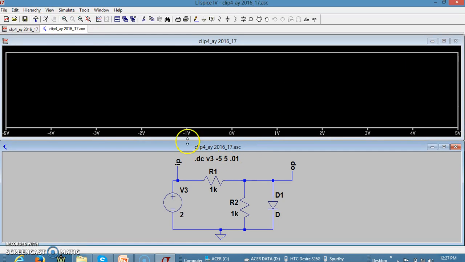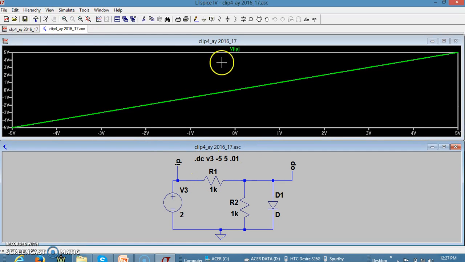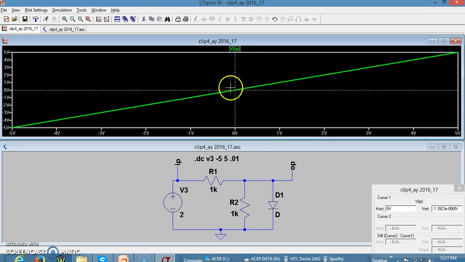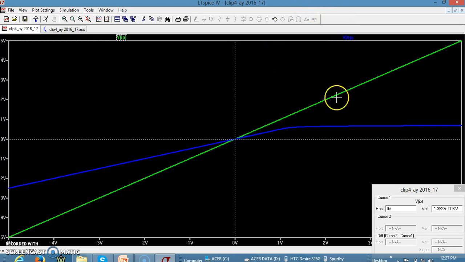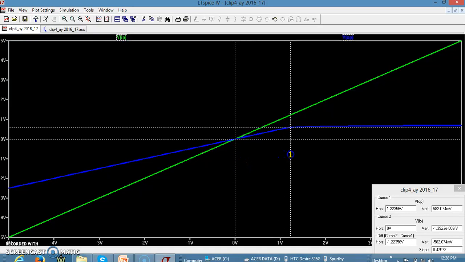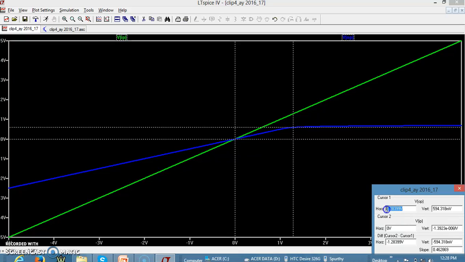Now let me find how the input looks. Okay, this is the input. Now this is the reference. You can see this has a slope of 1. So let me see the output voltage here. So this is the output voltage. Now carefully observe this. Let me move one of the cursors onto the output. As long as the input voltage is less than 1.3, so this is almost equal to 1.3 somewhere here. Now you can see it is 1.29, which is 1.3 volts.